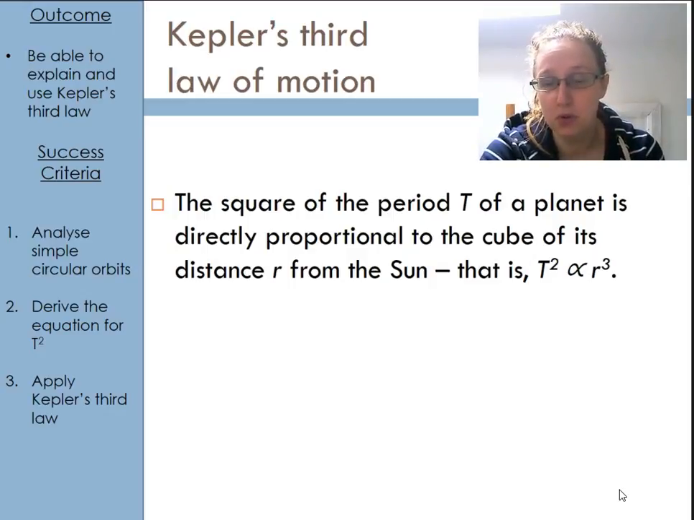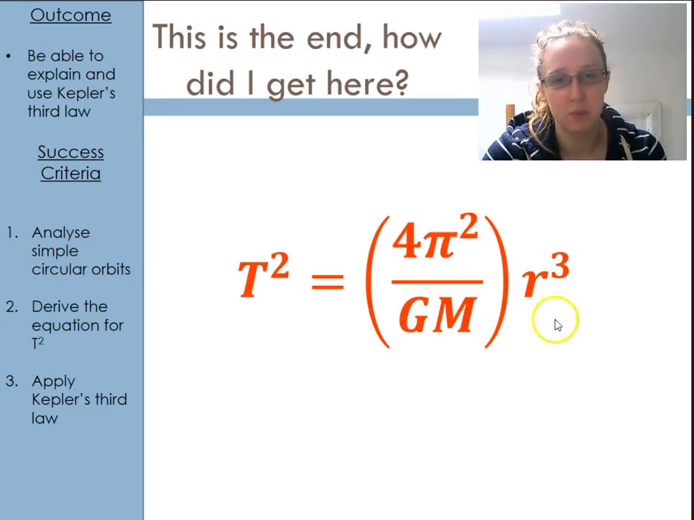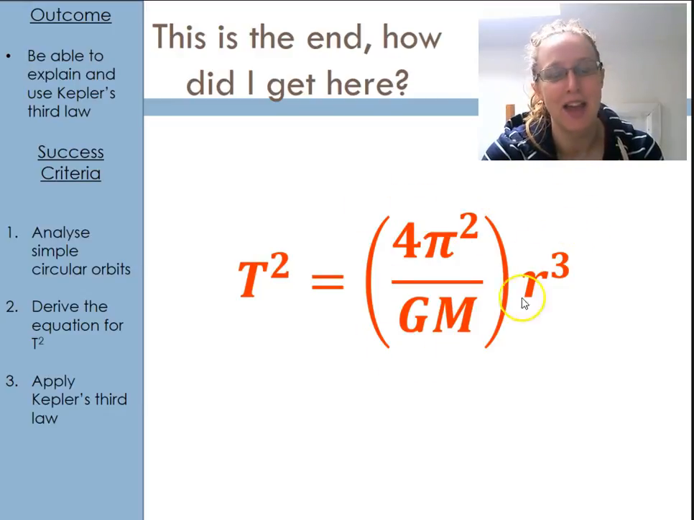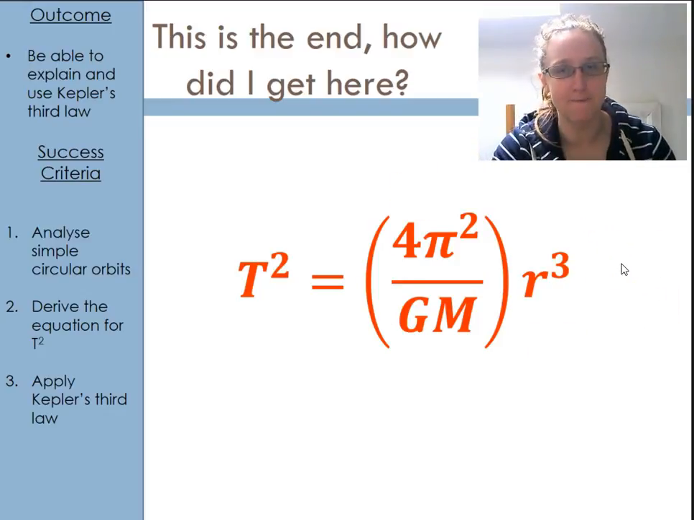Now, the full form, which will be in your data book, looks like this. T squared equals 4 pi squared over GM times r cubed. I've just pulled the r cubed out here so that you can see I've got my T squared proportional to, this is my constant of proportionality, and here's my r cubed. You could equally see the r cubed inside the brackets and on top of the fraction. I've just done it this way so you can see a little bit more clearly what's going on.